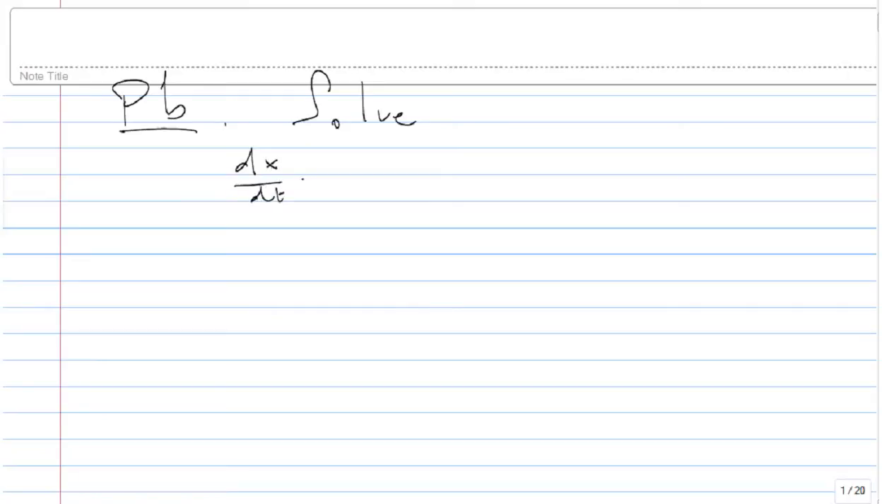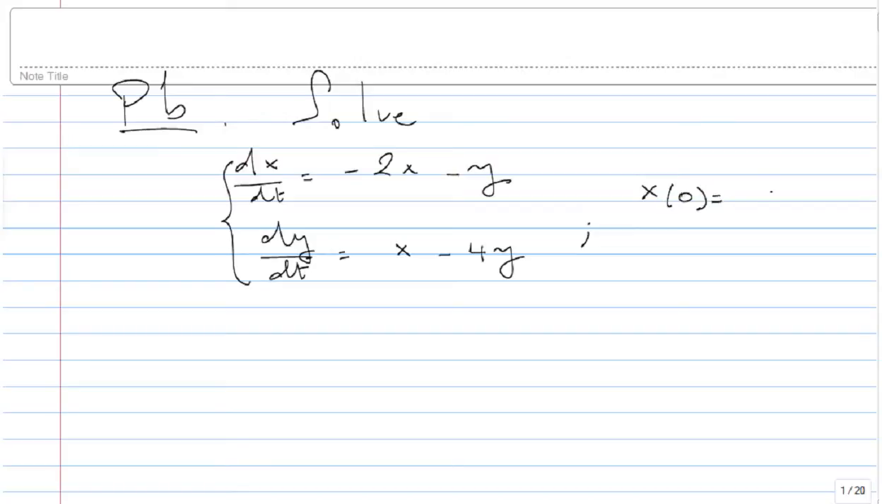dx/dt equals minus 2x minus y, dy/dt equals x minus 4y, with the initial condition x of 0 equals 1, y of 0 equals 0. So, solution.